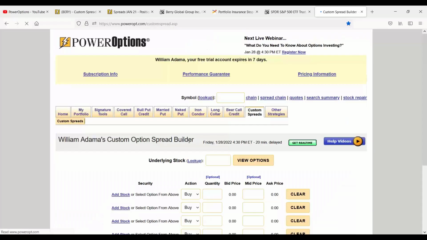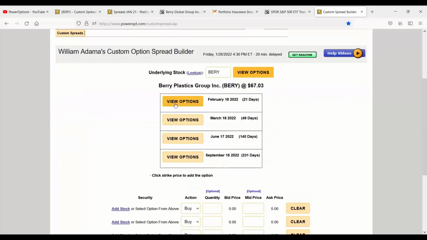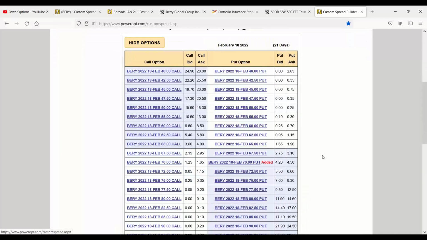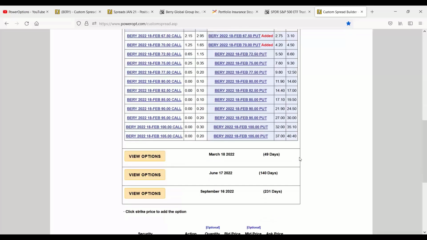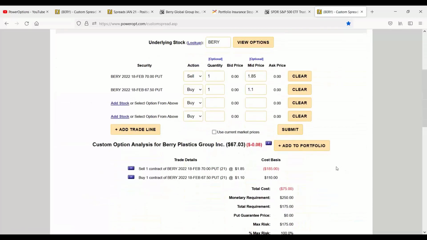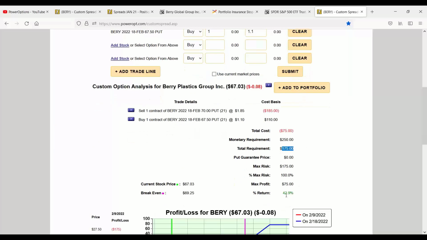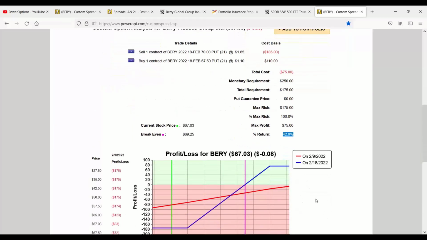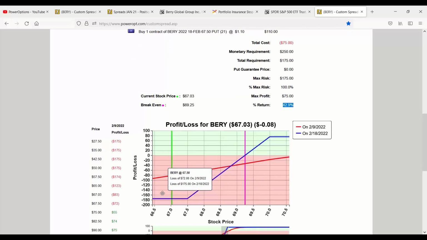Let's go back to our custom spread. Let's put in this other Barry at the money trade for February. Selling the 70, and I'm keeping only a 2.50 spread here because I want to show an example where the stock is below both strike prices. And we're going to sell the 70 at 185, buy the 67.50 at 110. There's our 75-cent net credit. True risk of 175, so we're looking at about a 42.9% return, but as you saw, we only had a 62% probability of success, and the stock is now below both strike prices.